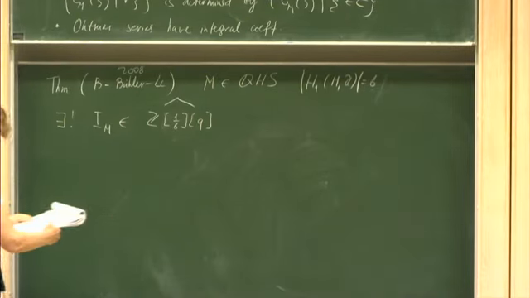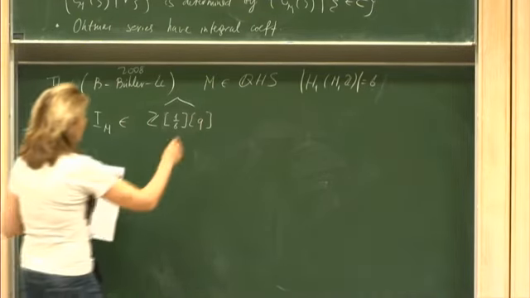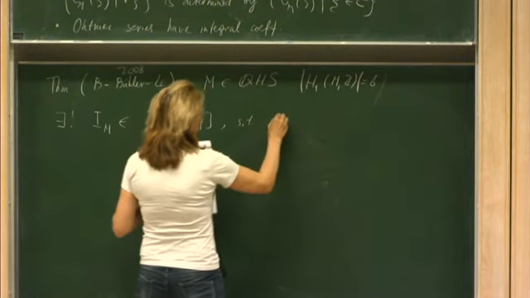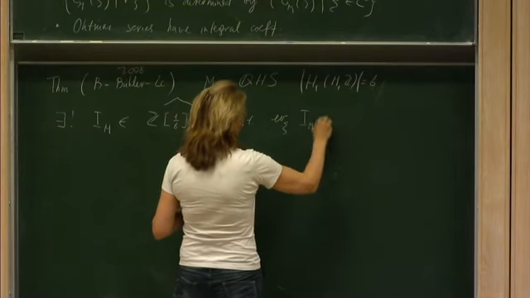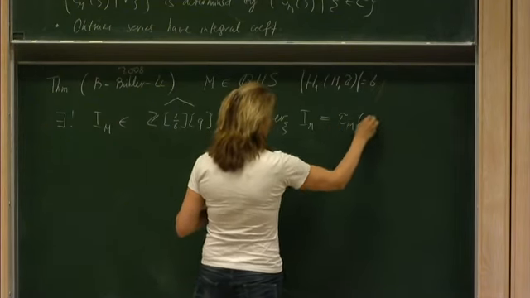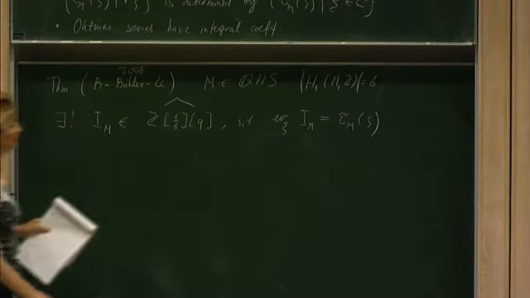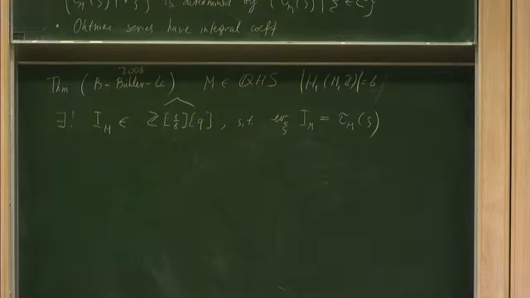Yeah. So okay, such that evaluation at any root of unity of this I of M is the Reshetikhin-Turaev invariant of the rational homology sphere.